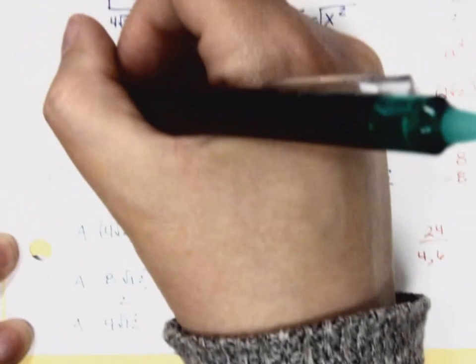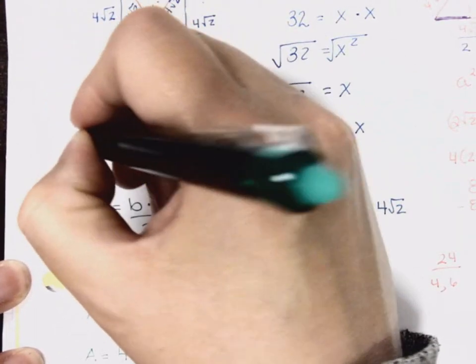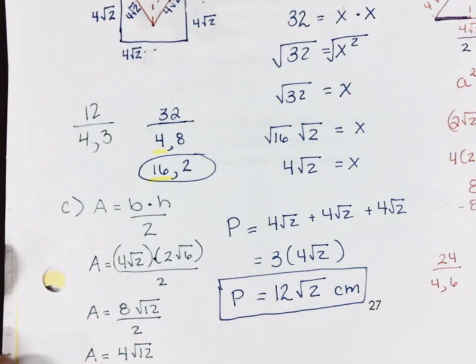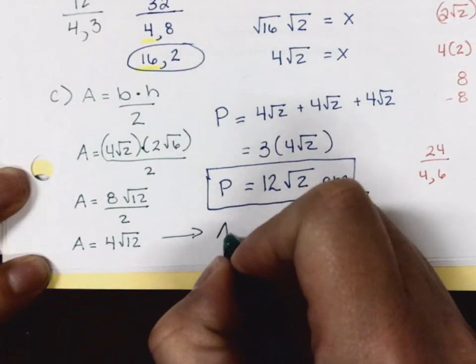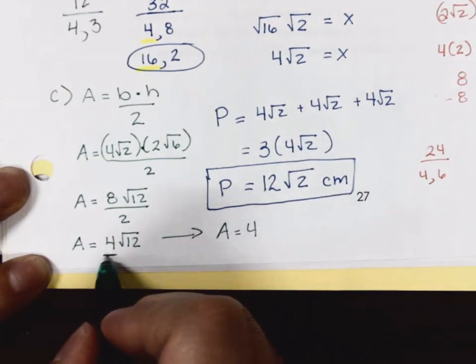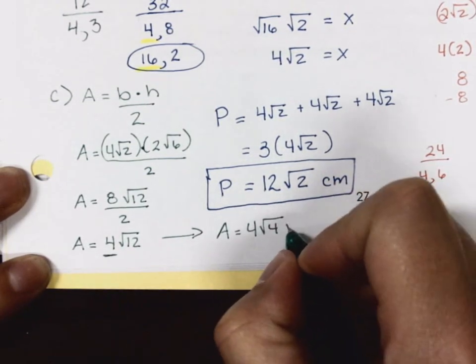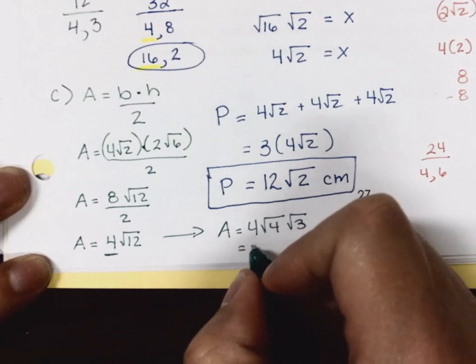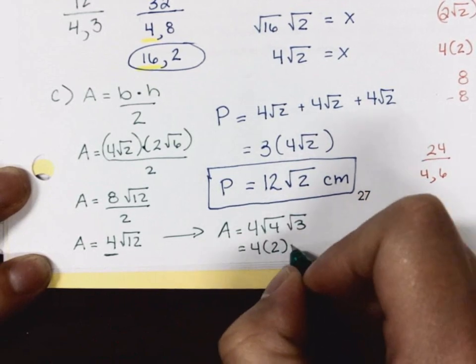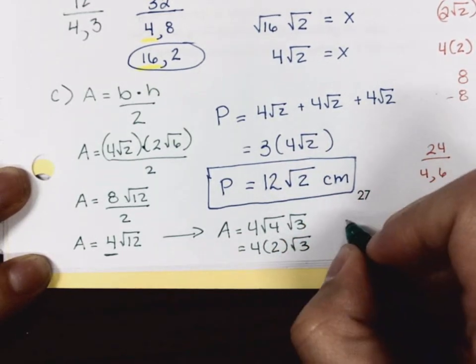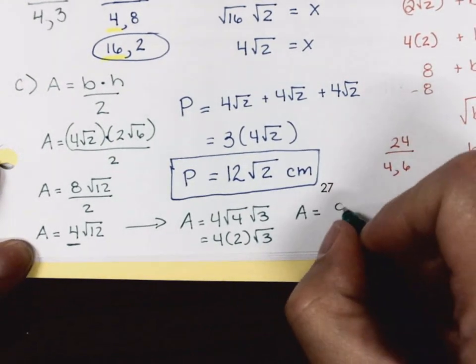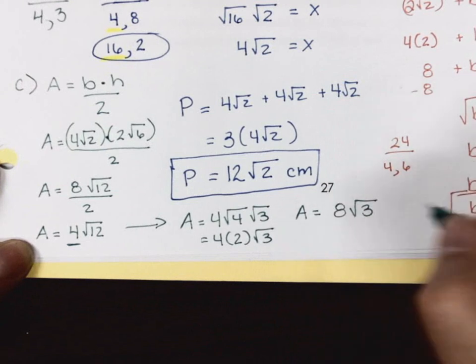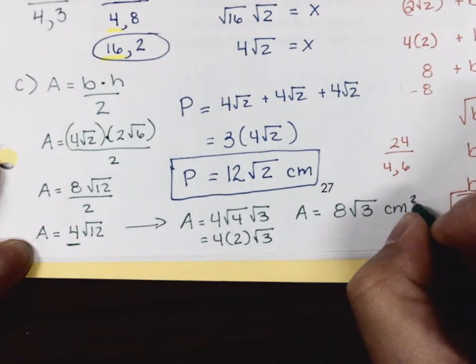If we look at 12, we're going to get that 4 and 3 combination because 4 is the perfect square. So we're going to have area is equal to 4, because that's my coefficient, root 4 times root 3. So 4 times 2 times root 3. So area is equal to 8 root 3 centimeters squared.